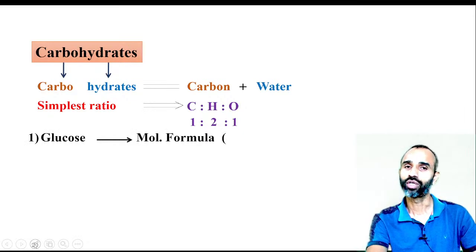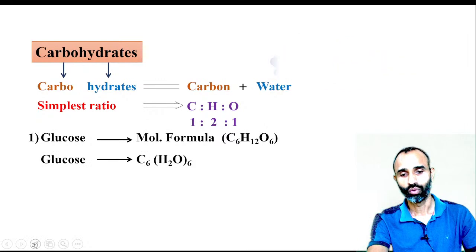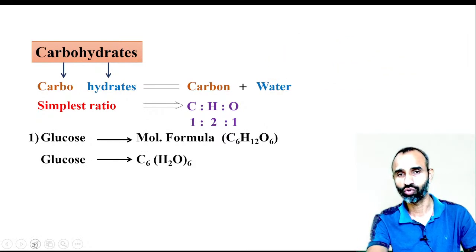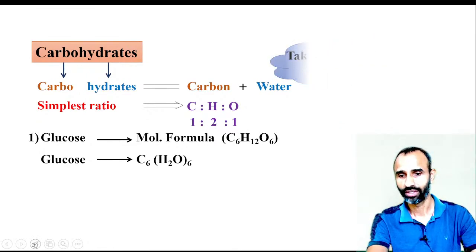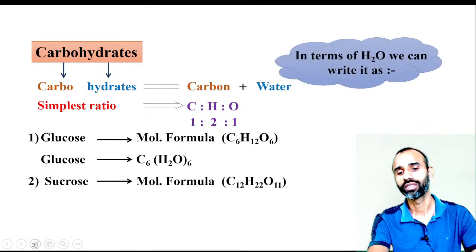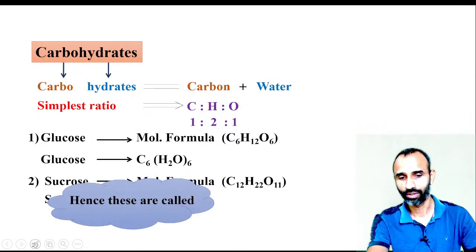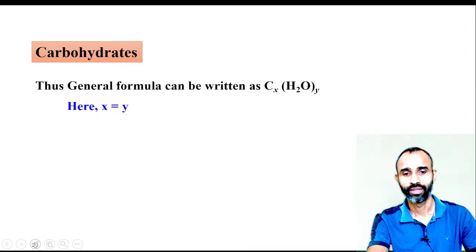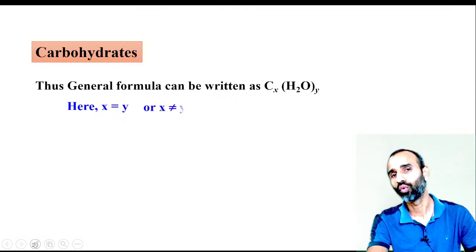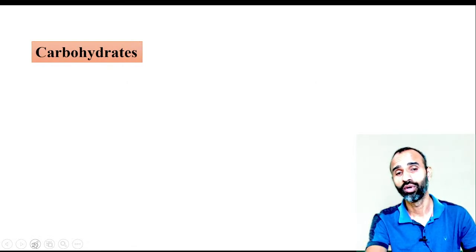Like in glucose, the formula is C6H12O6. In terms of water, we can write it like this: C6(H2O)6. So that's why it is a hydrate of carbon. That's why the name is carbohydrate. Let us say sucrose. Sucrose is C12H22O11. In terms of water, it can be written as C12(H2O)11. So hence these are called hydrates of carbon. The general formula is Cx(H2O)y, and here x may be equal to y, or x may not be equal to y.